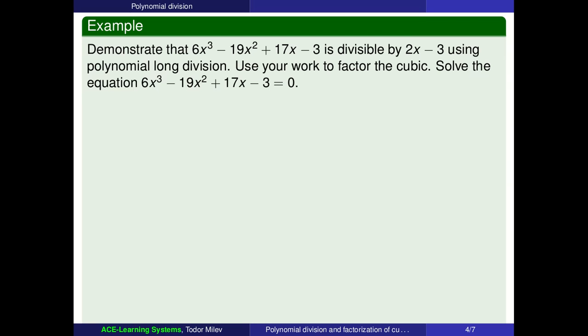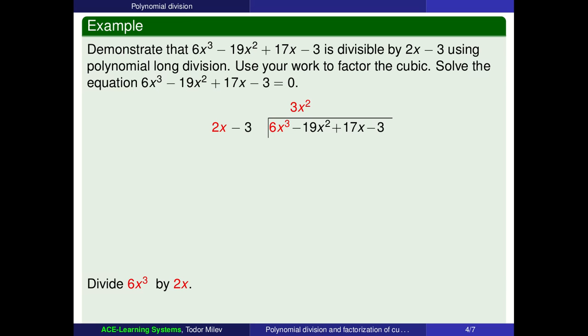So we need to carry out a polynomial long division. Okay. So our dividend is 6x cubed minus 19x squared plus 17x minus 3, and our divisor is 2x minus 3. We identify the highest order term of the dividend, that is 6x cubed. We identify the highest order term of the divisor, 2x, and we divide one by the other. And we get, I'm sure you guessed it correctly, 3x squared.